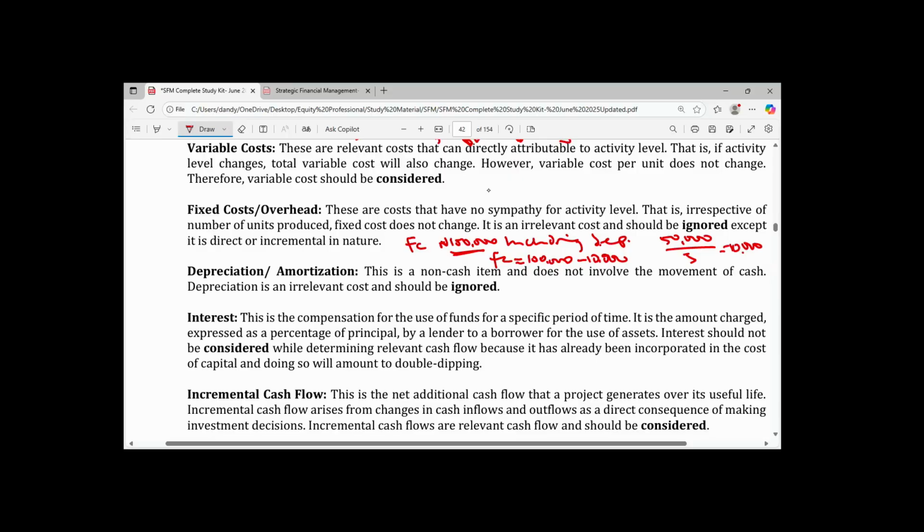So let me repeat the three of them. The first one, if you are given a fixed cost, no further information, just fixed cost, 100,000 naira, for example, that fixed cost is not relevant. Then the second one, the examiner can give you a fixed cost including depreciation. And I said that fixed cost is also not relevant, but you need to calculate annual depreciation and then less it from the fixed cost. The difference is relevant. You must consider it. The third one is when you are given a fixed cost that excludes depreciation. I said that fixed cost is relevant. You must consider it. So that is how to treat fixed cost in a question when you see it.